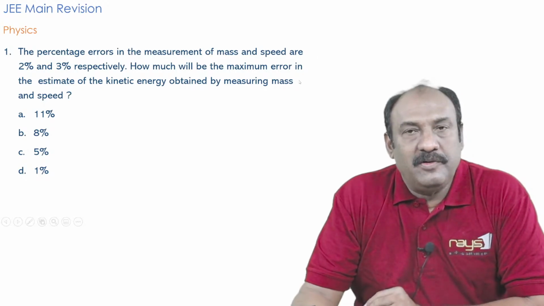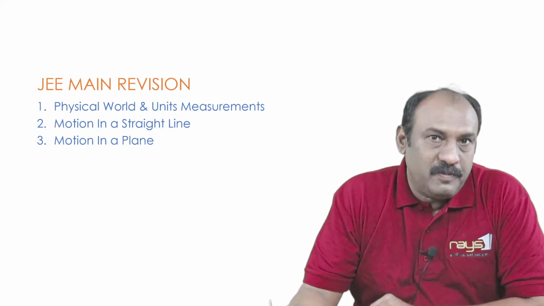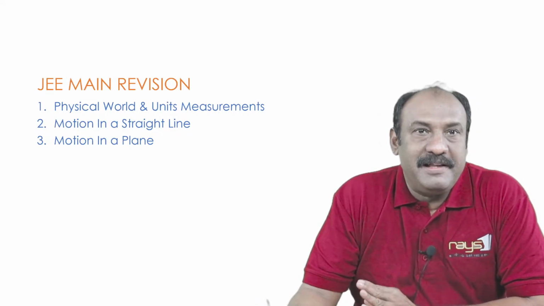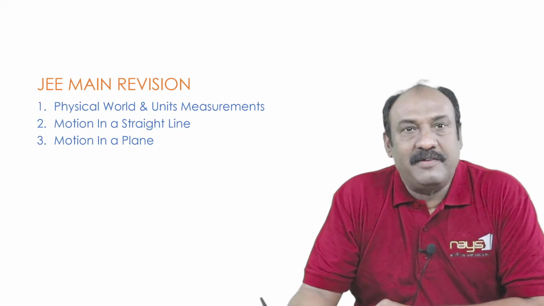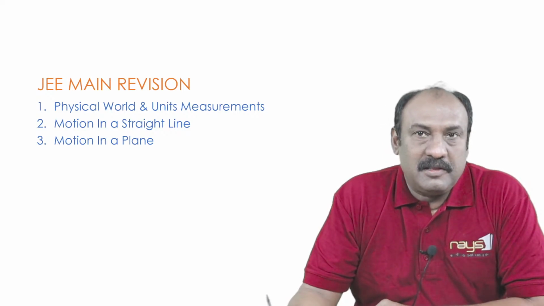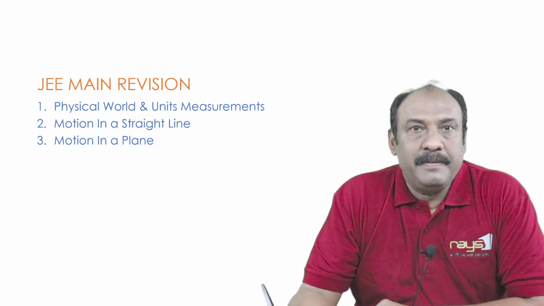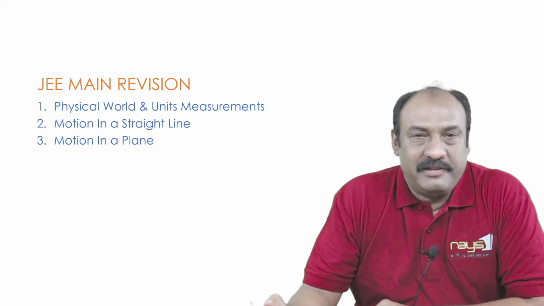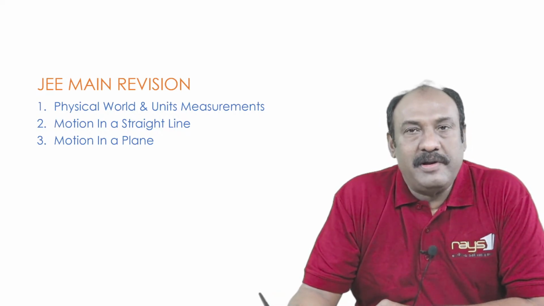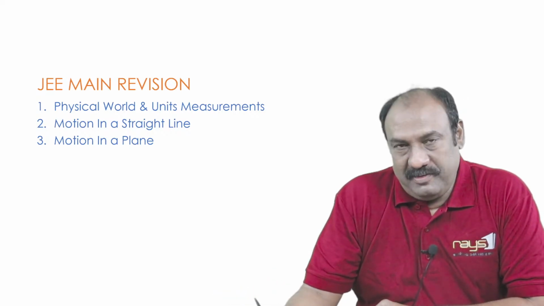Now I am going to explain the problems and module related to the topics regarding the JEE Mains examination in subject physics. First one is physical world, second one is straight line motion, third one is motion in a plane. Out of all these three chapters, under the module we selected 26 to 27 questions. Now I am going to explain one after another these module questions.